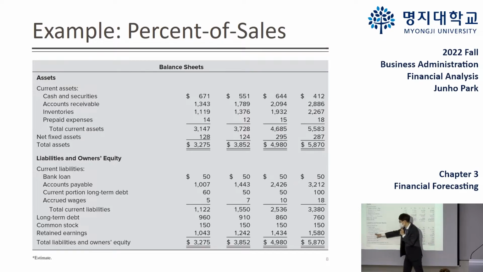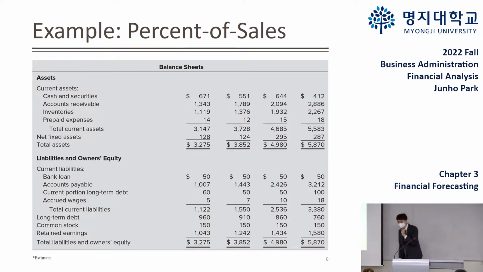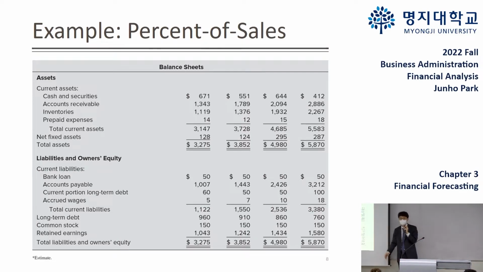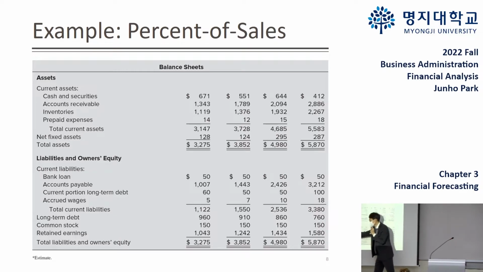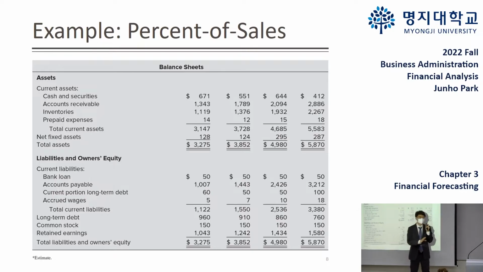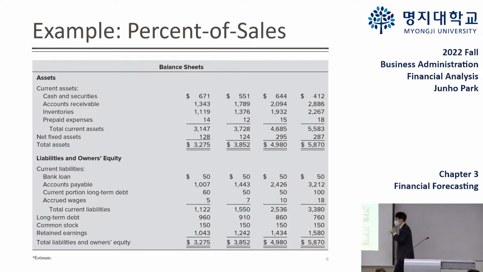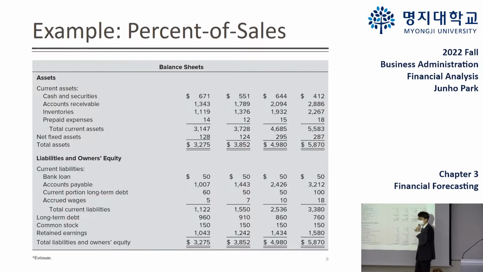And also accrued wages, these are the money that you have to pay for your employees. However, unfortunately, you didn't pay yet, or you had some intention to pay them later. For example, you are preparing their pension, for example. In that case, you have accrued wages. So accrued wages are also not a financing source, but it is related to your operation. So you have to remove accounts payable and accrued wages in the calculation of the ROIC.